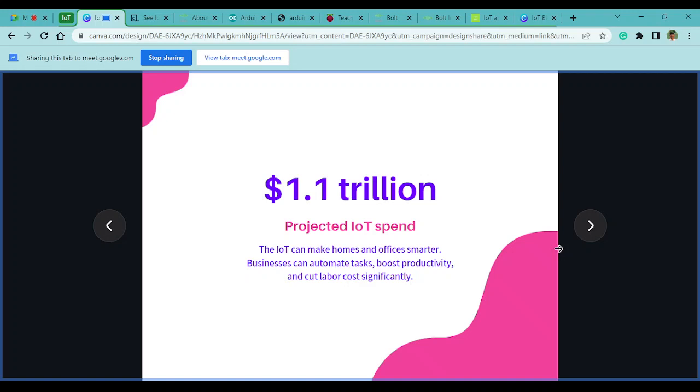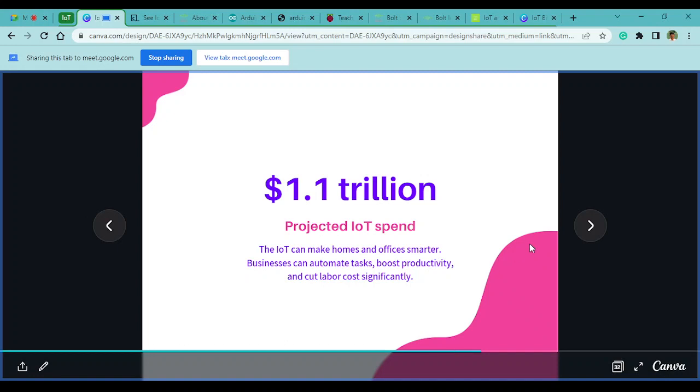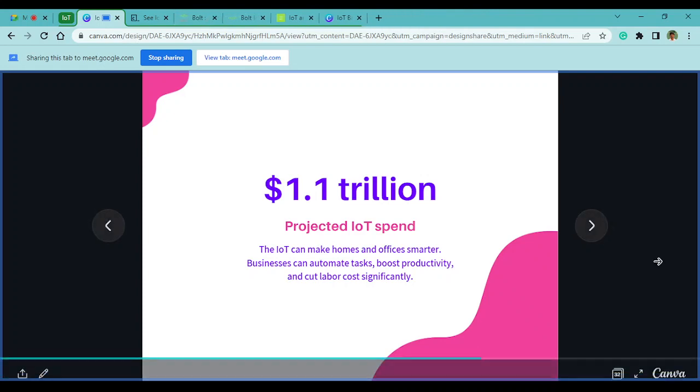Okay, so this is one of the numbers I also got from our trusted websites, which was 1.1 trillion projected to be spent on IoT technology to make homes and offices smarter, to make businesses automate tasks, boost productivity, and even cut labor costs significantly, right? So wherever there's a human repetitive task, we can actually replace it with smart devices like this. So it's going on a really great trajectory. So I think that's it regarding this.